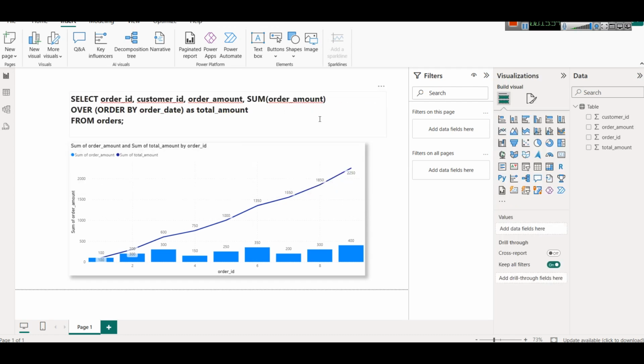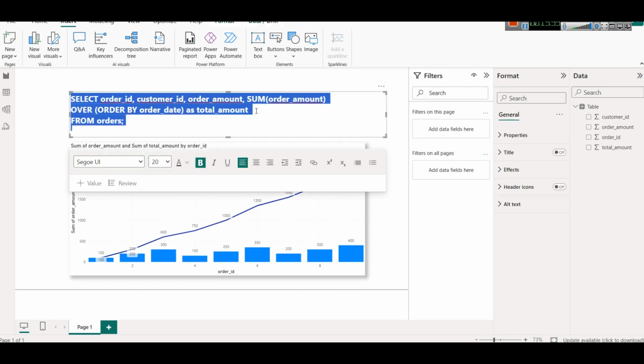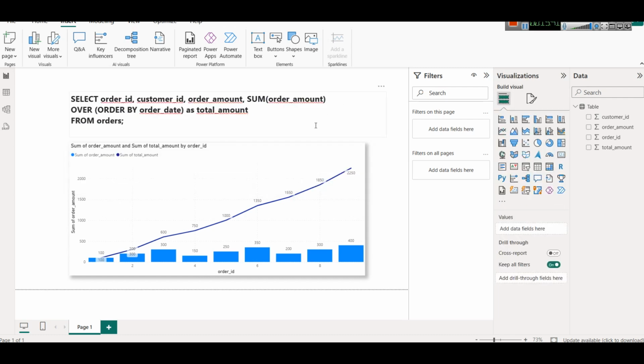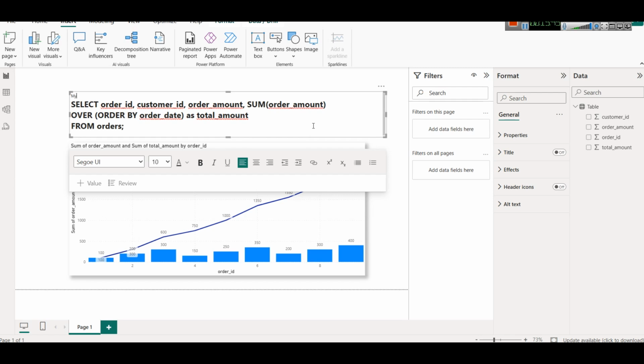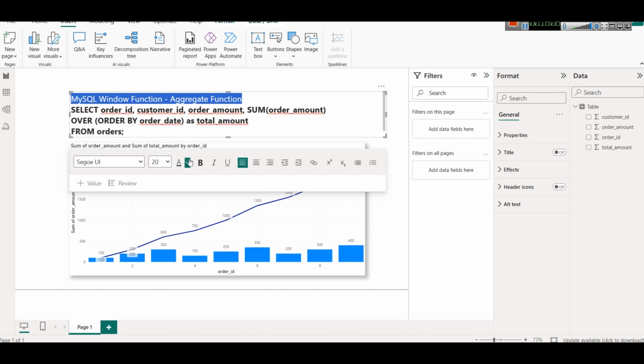So this is select order ID, customer ID, order amount. And this is one window function. This is my SQL window function, and similarly we can use other aggregate window functions also. These are aggregate functions. In aggregate functions we have average, minimum, maximum. So we have those examples also, and you can try them as well.